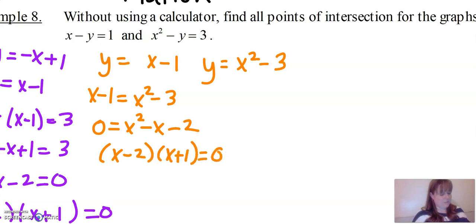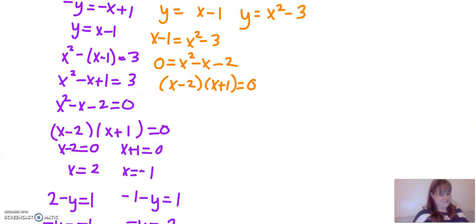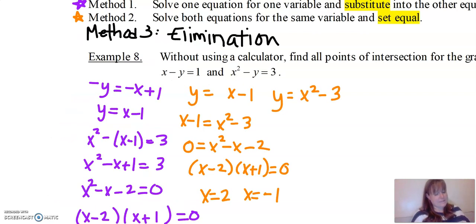That's going to factor to the exact same thing I factored it to before, right? We're going to get x equals 2, x equals negative 1, and then when I plug those back in, I'm going to get the same points. Okay, so method 2 gives us the same answer. That's good. That means we did it right. Okay, so that's setting equal.